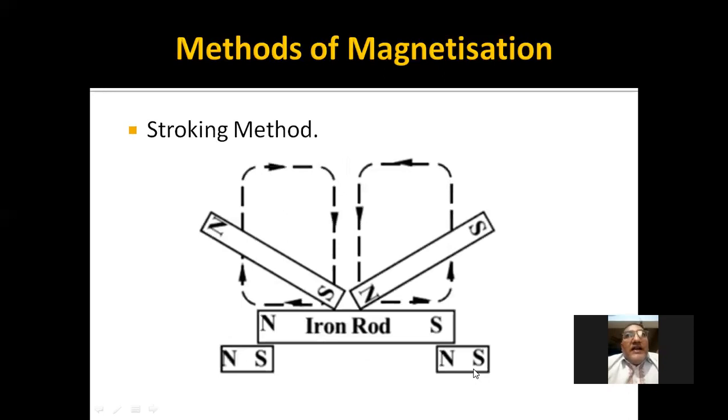Okay, here in this diagram, you can see I am using two bar magnets, and I am stroking this iron rod. And the one precaution I'm taking, I'm using the north of this and the south of this. With the north, I'm stroking towards the right, and with the south, I'm stroking towards the left. So what will happen due to this stroke? The south pole I'm stroking towards the left, so this will become a north, and with this north, I'm stroking to the right, so this will become a south pole. I hope that you have understood.